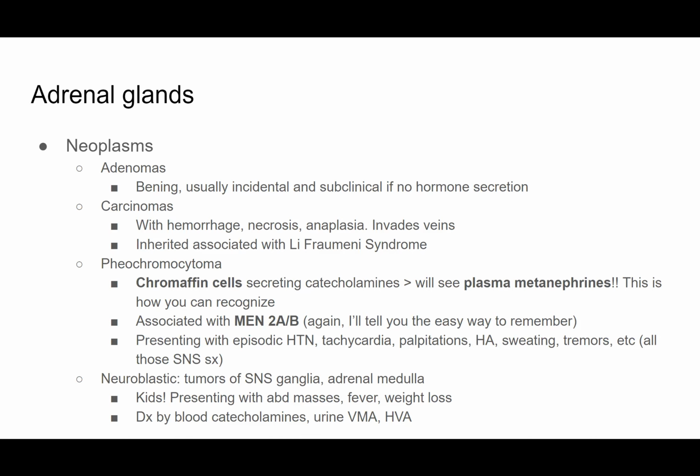Associated with MEN2A and MEN2B, this is high yield, but again, I have a trick to remember it at the very end that will hopefully get you all of the MEN questions on the exam. And then how do you recognize episodic hypertension and tachycardia?